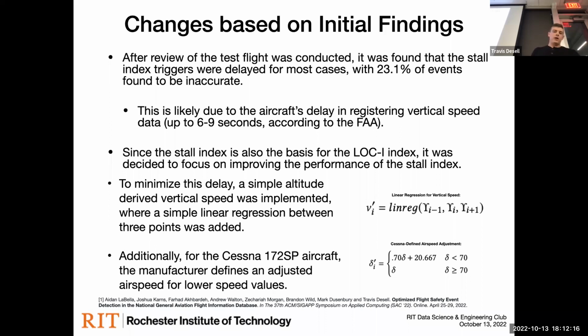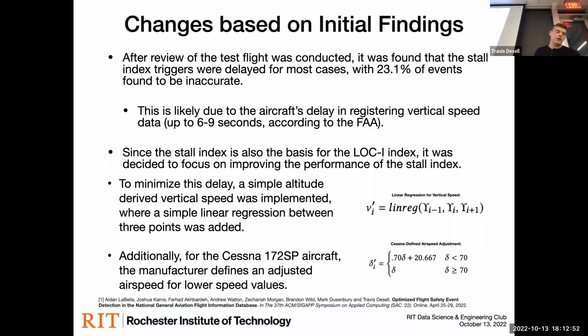And if you don't know, vertical speed is the first derivative of altitude with respect to time. So what we could do is take a simple linear regression for 3 points in time, the time ahead, the time behind, and the current time, and figure out what the vertical speed is there. And that's basically what we did. It made the readings and event detections much more accurate, much closer to the actual time of the event, whereas before, we were seeing them further away from the event.